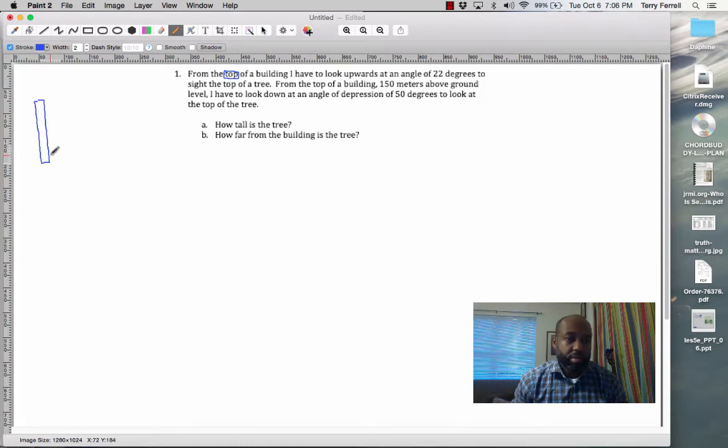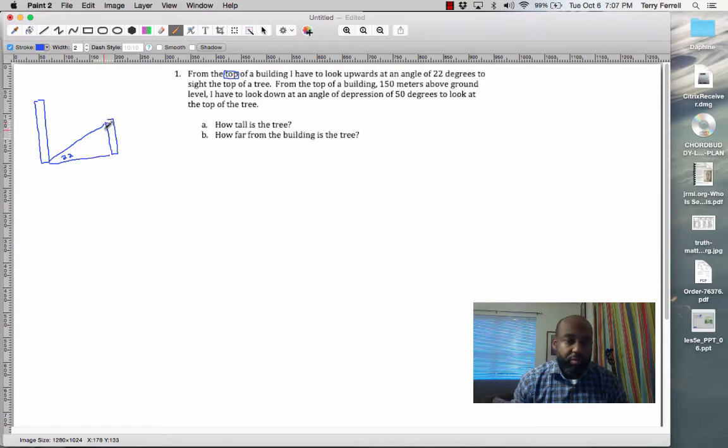Okay, so from the foot of the building, look upwards at an angle of 22 degrees to sight the top of a tree. So here's our tree over here. And I'm going to look upward at an angle of 22 degrees. So that's 22 here. Alright, there's our picture so far.